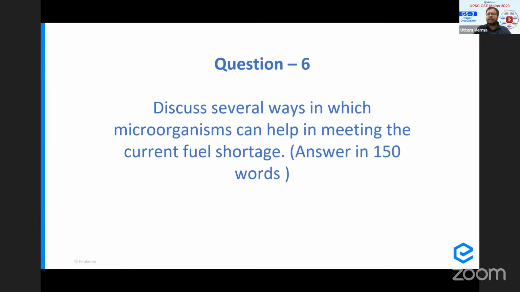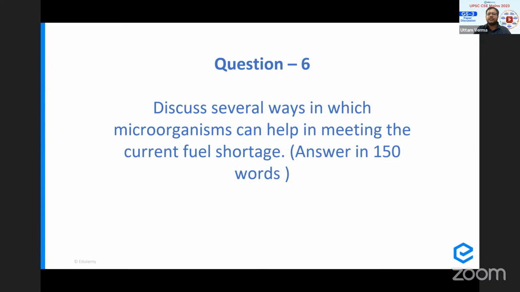So we need to write about biofuels, third generation biofuels, which are algae-based biofuels that can help in meeting the current fuel shortage. Secondly, the process of biomethanation, where organic material can be converted into biogas under anaerobic conditions. For example, in India, there is the Govardhan scheme, which is focusing on this. Third, we can focus on microbial fuel cells, which convert chemical energy to electrical energy with the use of microorganisms. And the last one is biohydrogen production from microbial fermentation that converts biomass into biohydrogen, which is a form of energy.